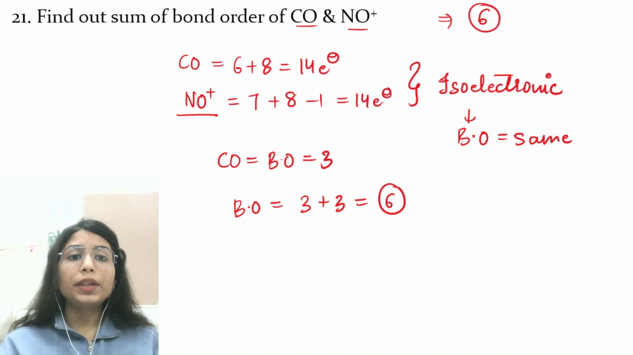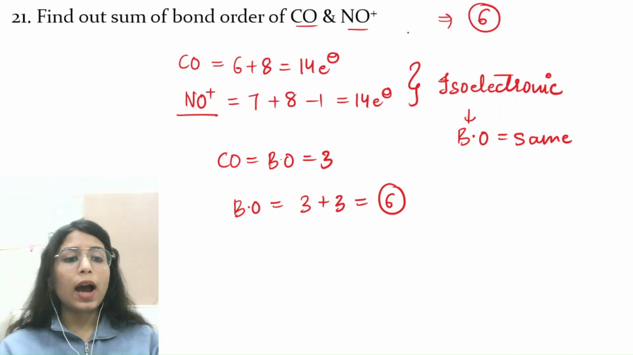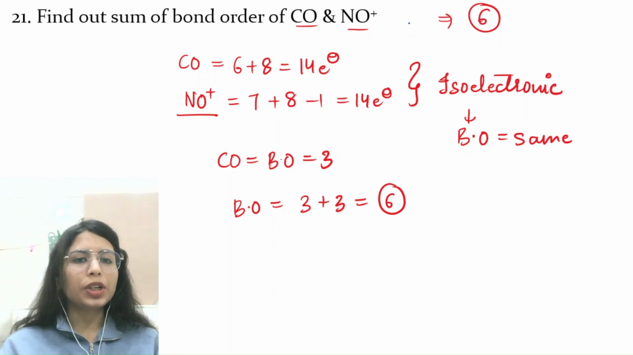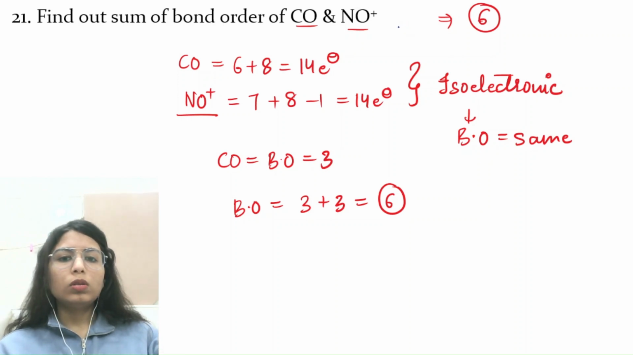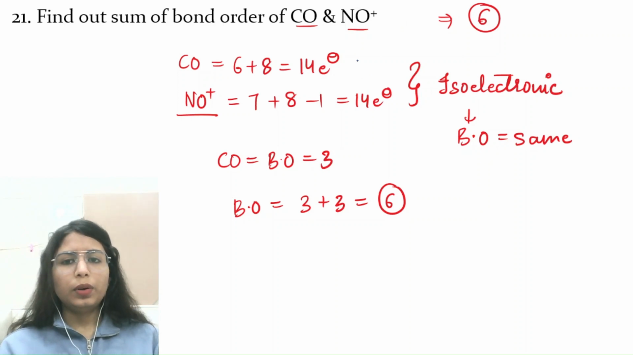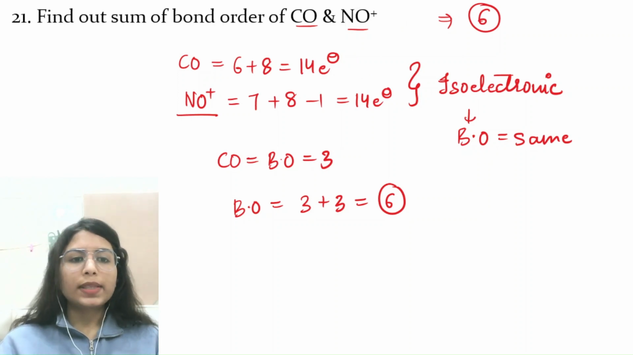As I already told you, usually the answers that you are going to get are integer type answers only. So you can just check them out and then report it. Okay, so the correct answer would be 6 in this case.